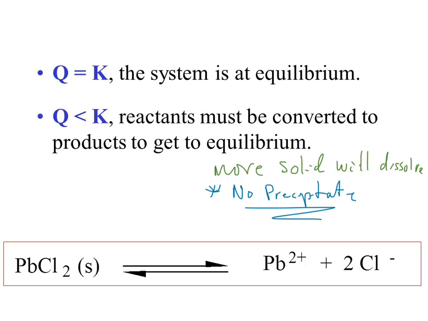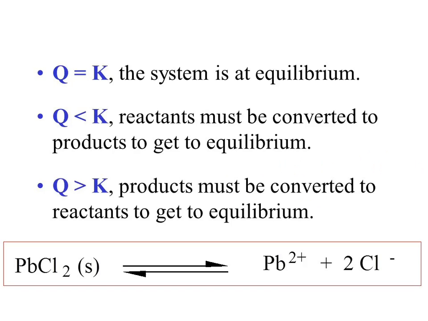All right. The other scenario is if you take your snapshot and your QSP is too big, if it's larger than your KSP, then that means you have too many products. And we've been talking about how if you have too many products, it's going to go back to form the reactants. In this case, it's going to go back to form the solid. So when we work these problems, does this make sense that at this point, a precipitate will form? That's the crux of it. That's the crux of working this sort of problem.